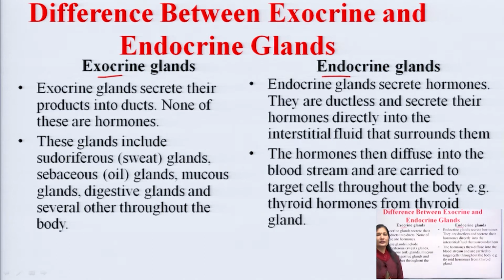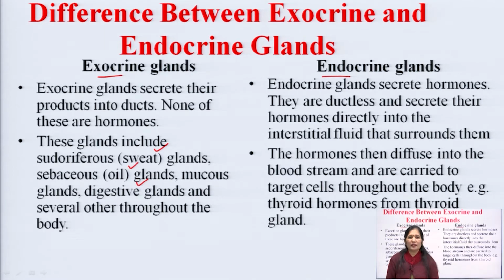Exocrine glands secrete their products into ducts. None of these are hormones. Exocrine glands directly secrete their secretions into the ducts, but their secretions are not hormones. What do they secrete? They secrete sweat from the sweat glands, oil from the oil glands, and digestive juices from the digestive glands. So, these are the exocrine glands.